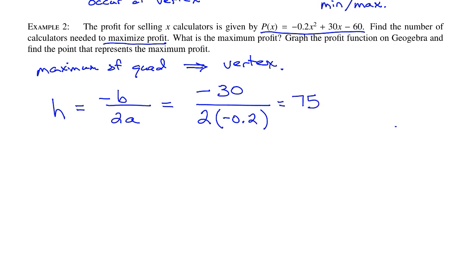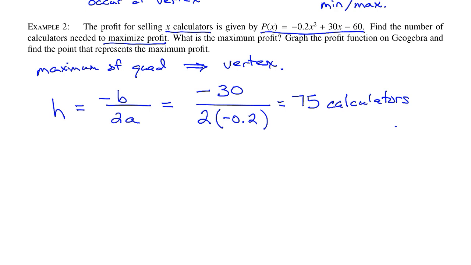But is it $75 or 75 calculators? Well, this comes from interpreting what the problem says and how the variables were set up. So the profit from selling x calculators is given by P. P is in dollars, x is in calculators. This is an x value. So this is 75 calculators. So in order to maximize the profit, we need to sell 75 calculators. This is probably on a monthly basis.